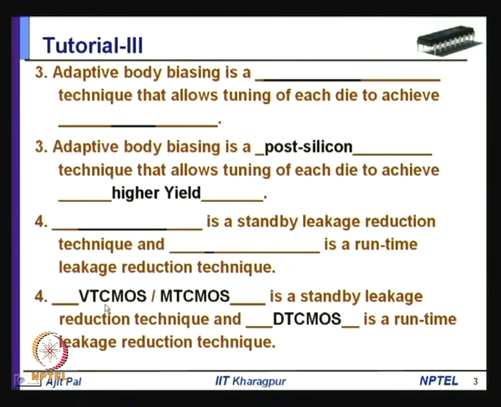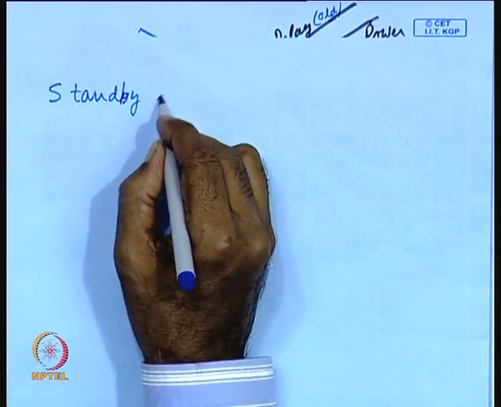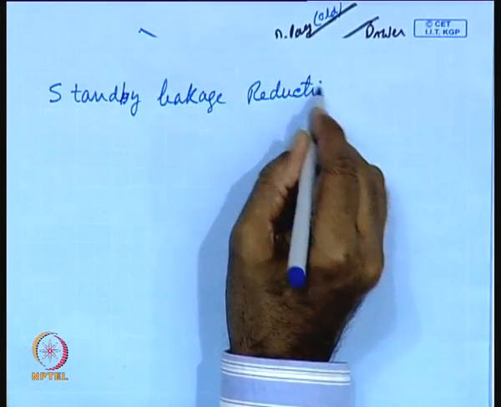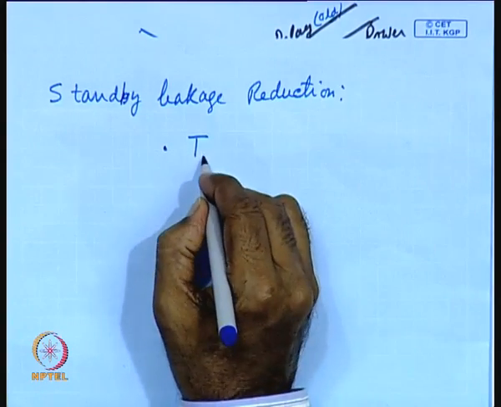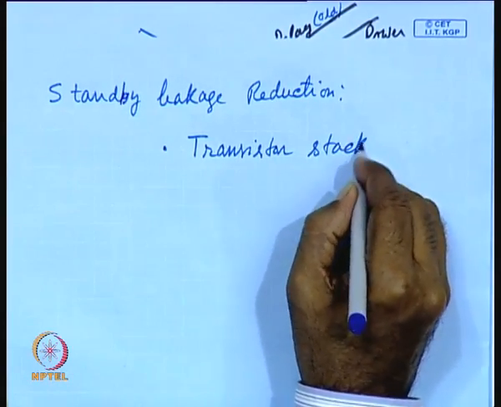So, either variable threshold voltage CMOS, VT CMOS, where you can change the threshold voltage by changing the body bias, or MT CMOS, where you can do power gating when in the standby condition, or you can do transistor stacking. That means, so far as the standby leakage reduction techniques are concerned, there are several techniques. One is transistor stacking, which is self biasing.